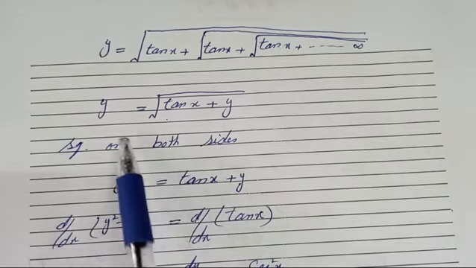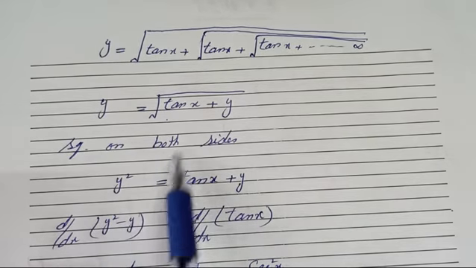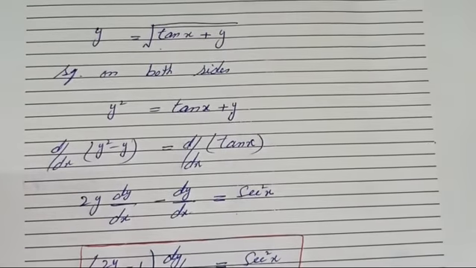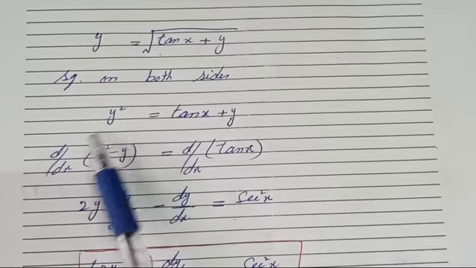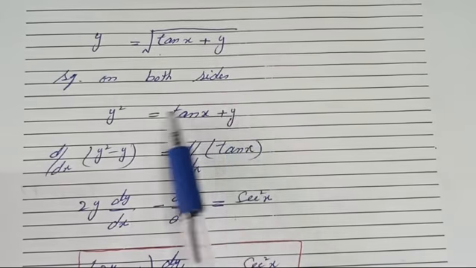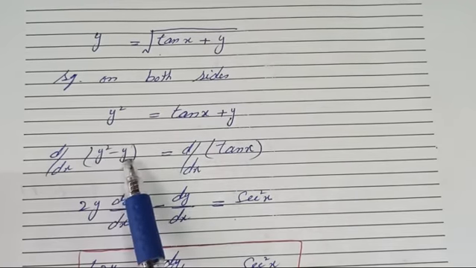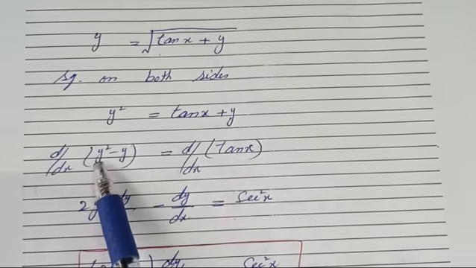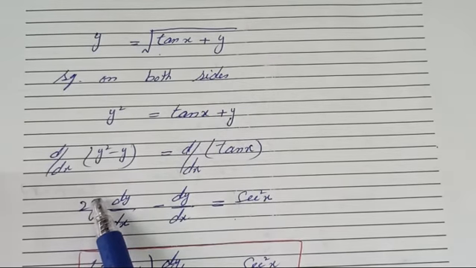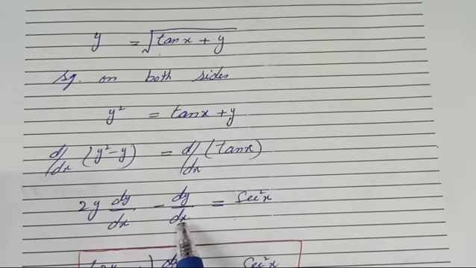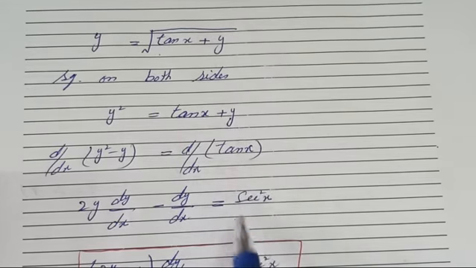Squaring on both sides, the left hand side becomes y square is equal to tangent x plus y. Now after taking derivative on both sides, d over dx of y square, when this y from the right hand side comes to the left hand side, it becomes y square minus y. Now we have taken the derivative: y square minus y is equal to the derivative of tangent x. So now I apply the power rule. 2 written here, y decreasing its power by 1, 2y dy over dx minus dy over dx is equal to tangent x, its derivative is secant square x.